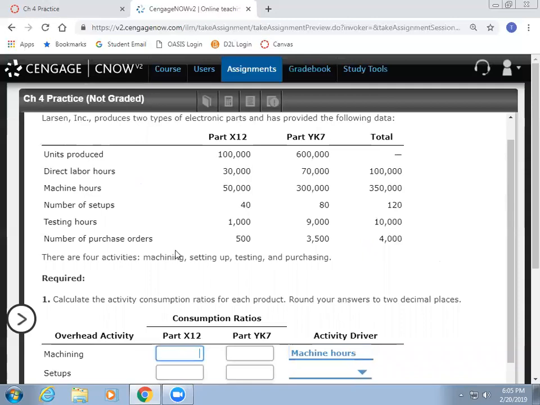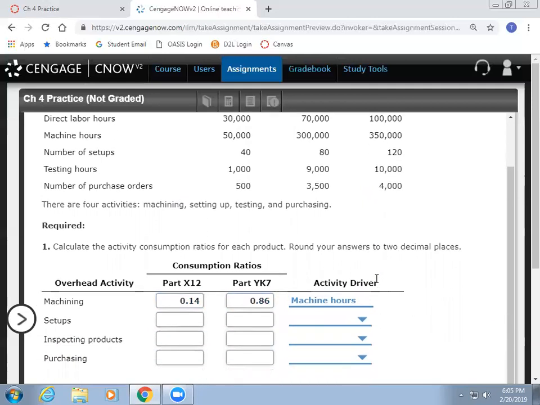You have the 0.14, or are we putting it in 20%? Yeah, you'll put it in 0.14. Very good. Yeah, to 2 decimals, so 0.14 or 14%. And then you can calculate part YK7 as well, but you should get 0.86. Okay, 0.86. And that's what we would do at the next.